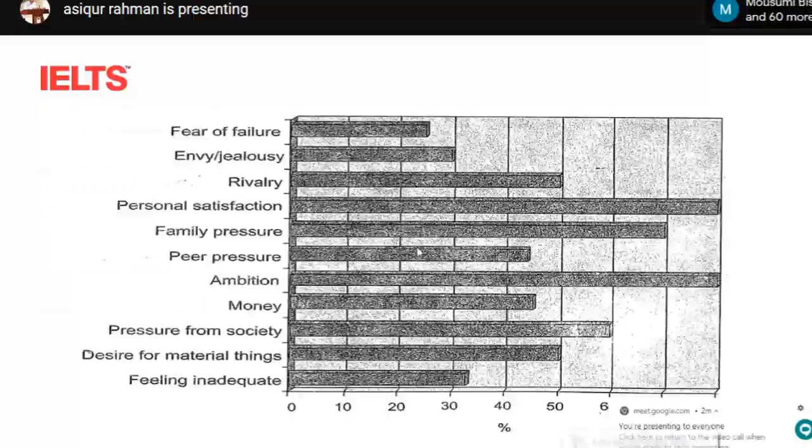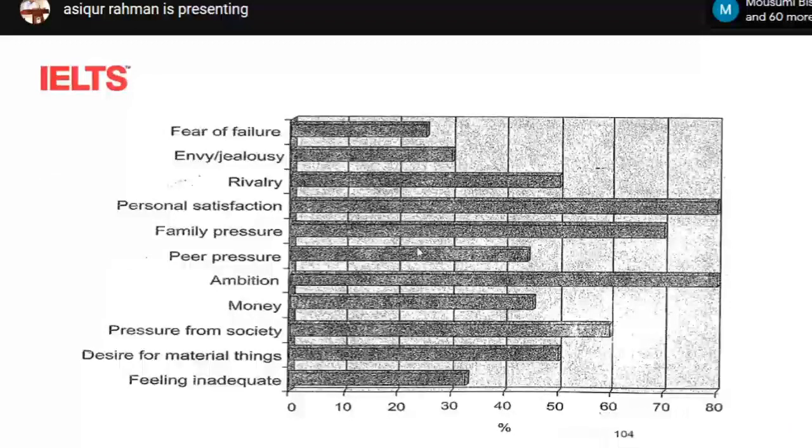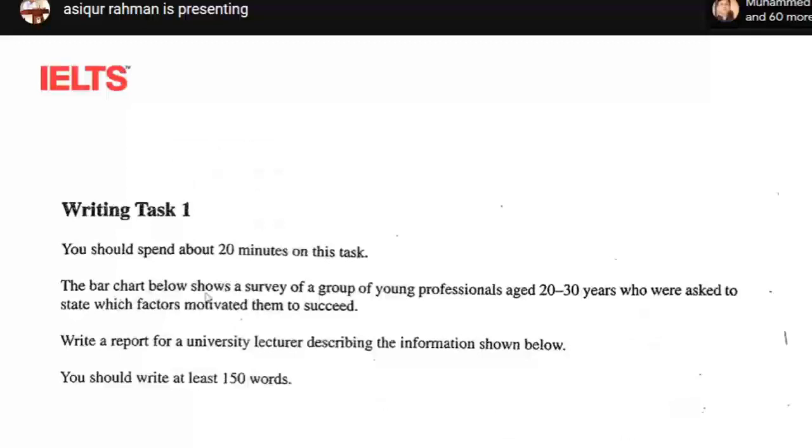Alright, you can read the left side phrases. This graph is about what? Let's read the question first. It says, the bar chart below shows a group of young professionals aged 20 to 30 years who were asked to state which factors motivated them to succeed. Write a report for a university lecture describing the information.